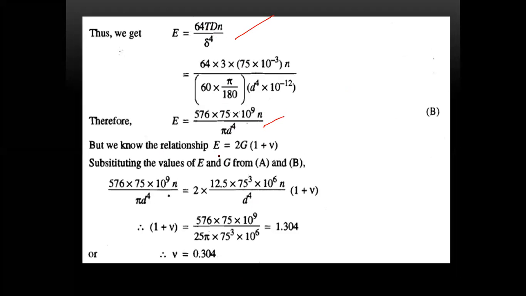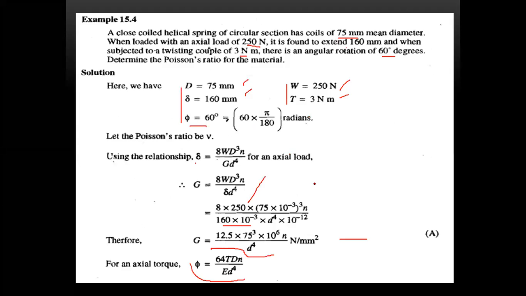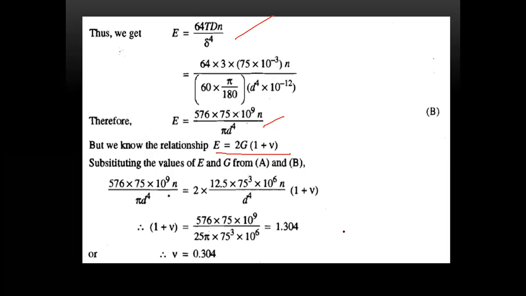Now we know the relationship E is equal to 2G into 1 plus V. Substituting values of E and G from A and B, what are you getting? This is the A, and this is the B. Therefore, after doing this, 1 plus V is equal to this value. So substituting this value, you are getting 1.304. Therefore, V is equal to 1.304 minus 1, that is 0.304 is the answer. Right?